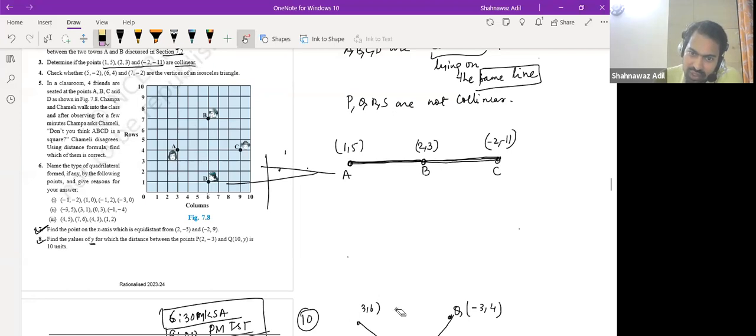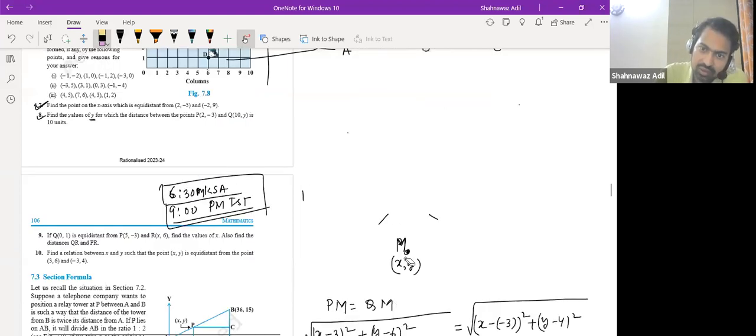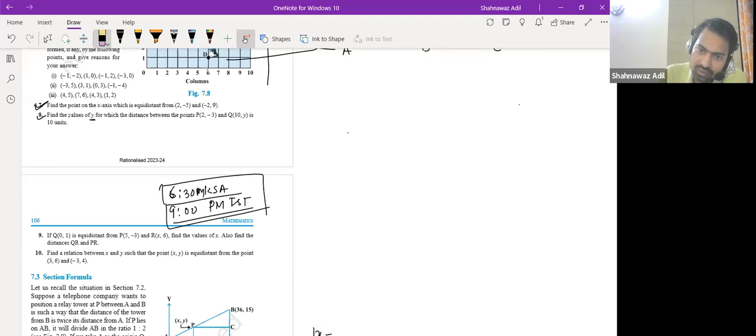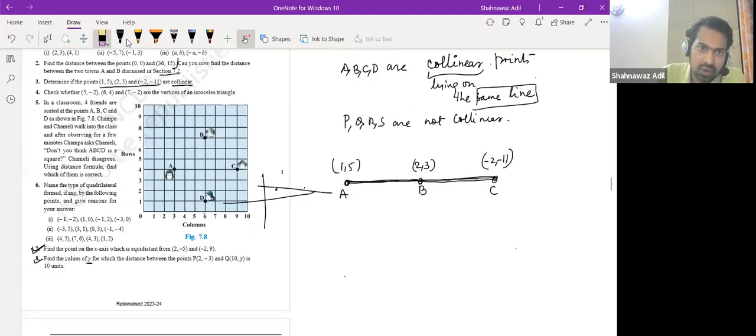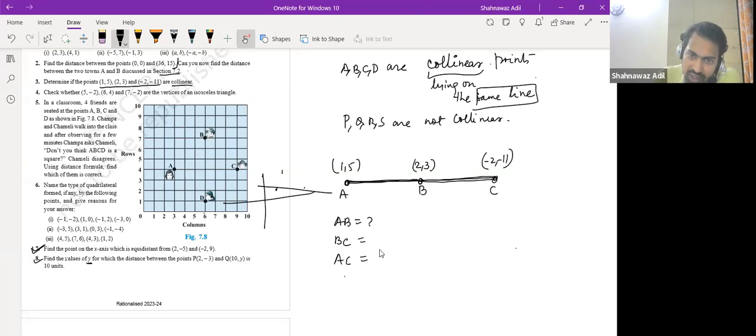So let us calculate the coordinates of these points. You find out what AB, BC and AC are. Please find out and tell what these distances are.